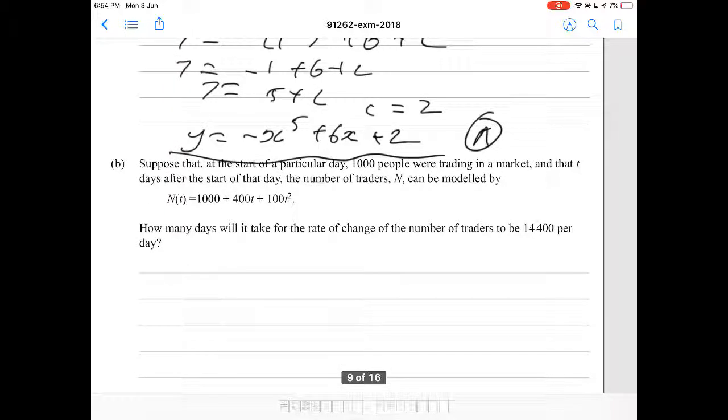Alright, suppose that at the start of a particular day, 1,000 people are trading in the market, and t days after the start of that day, the number of traders n can be modelled by n of t equals 1,000 plus 400t plus 100t squared. How many days will it take for the rate of change of the number of traders to be 14,400 per day?